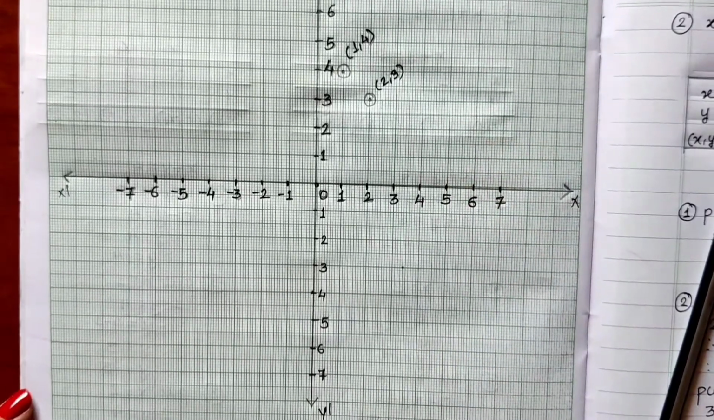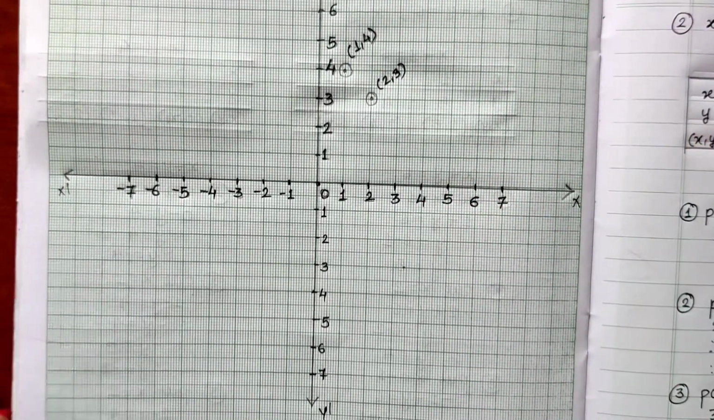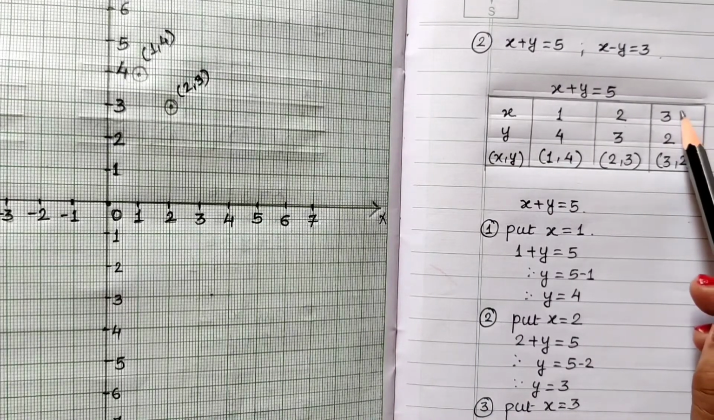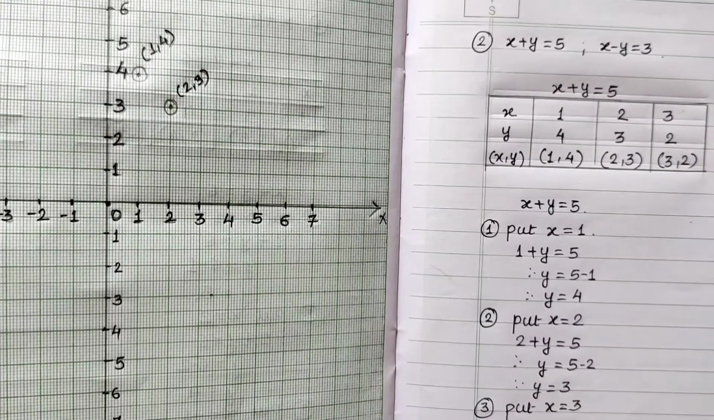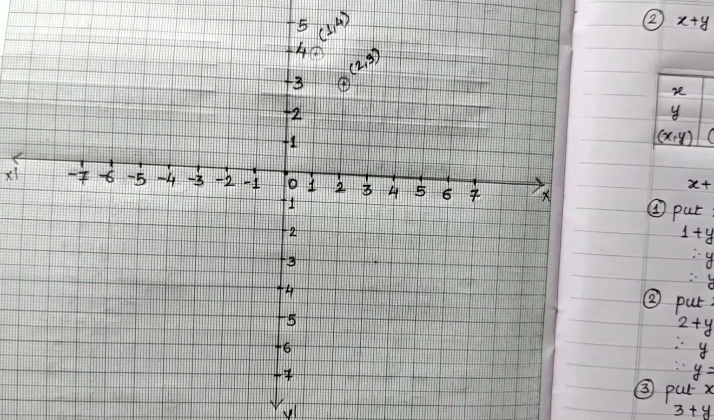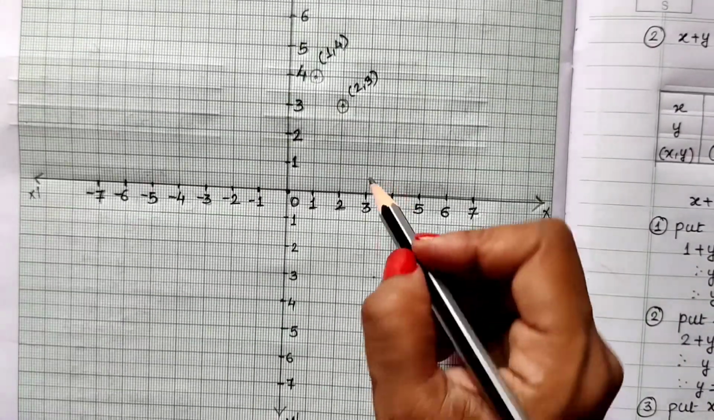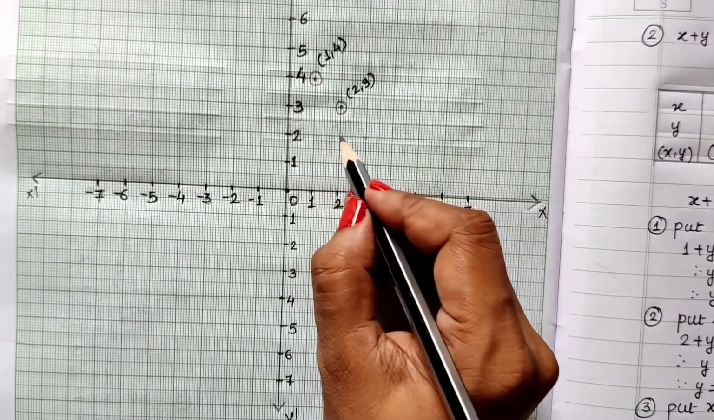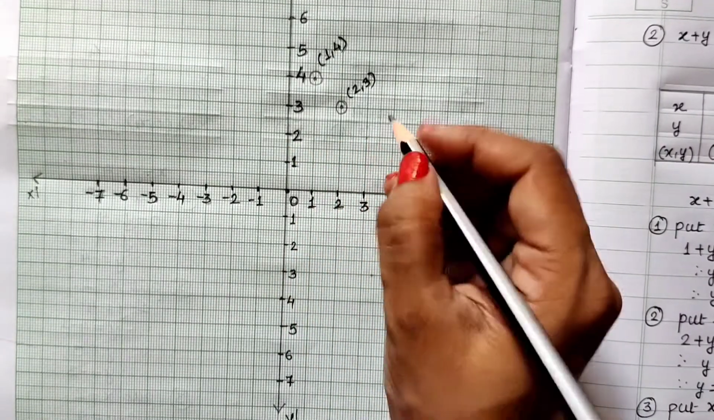Okay, now let us see the next point. Next point is 3, 2. From 3 on the x-axis we go till 2 on the y-axis. So this is 2 on the y-axis and this is 3 on the x-axis.